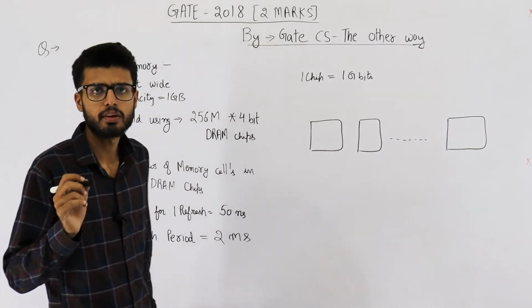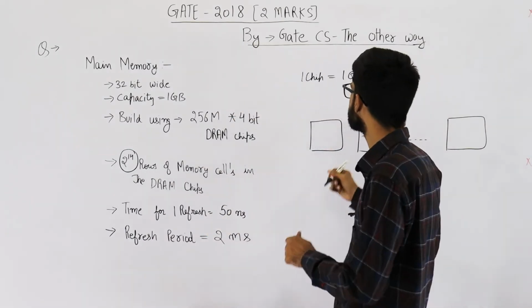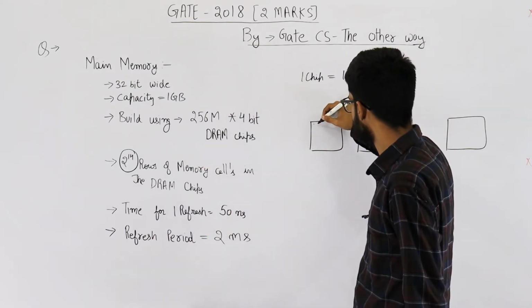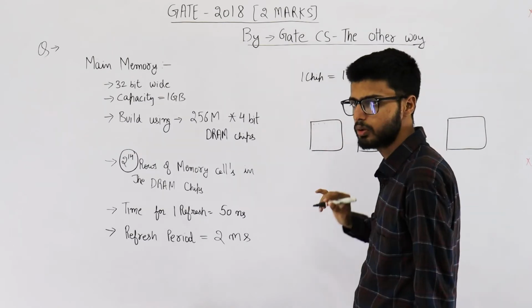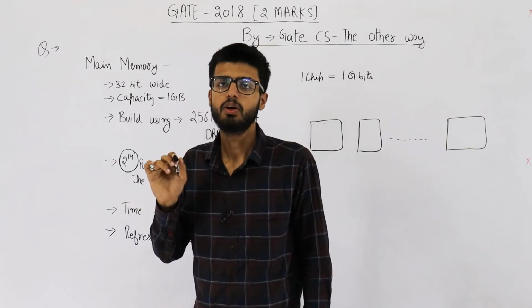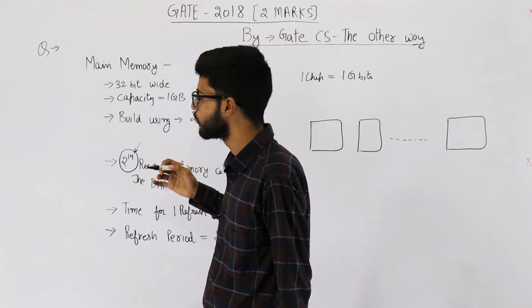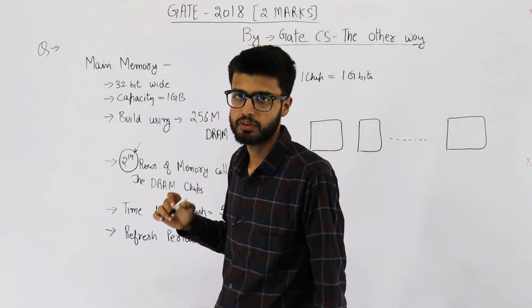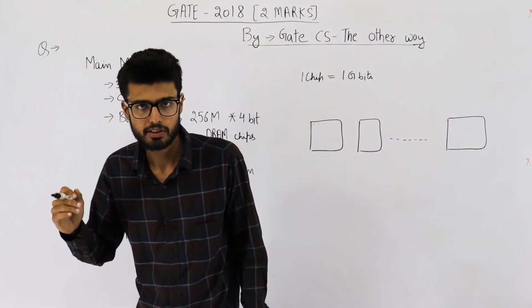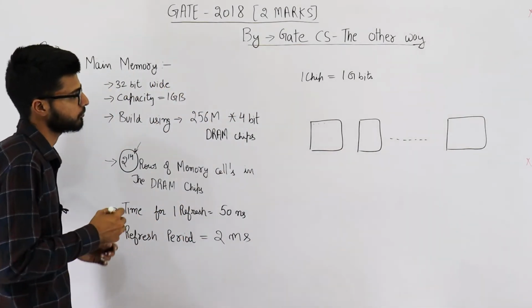You need to know that while refreshing a DRAM chip, you don't refresh each and every cell. That means this memory cell, this memory cell, this, and so on. No, it doesn't happen like that. We refresh the memory chip row by row. So here, 2 raised to the power 14 rows will be refreshed. Okay, we refresh the memory chips row by row. Please note it in your notebook.